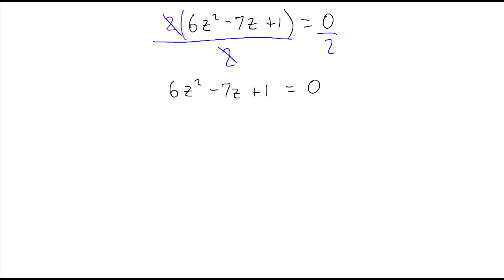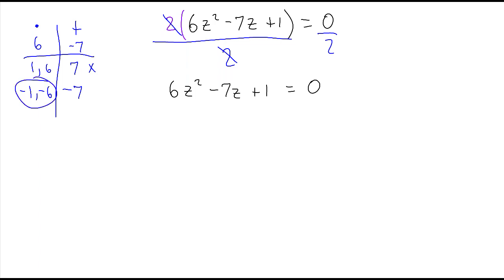Okay, so let's use the AC method. I need to multiply 6 and 1 together to get 6. So I need two numbers that multiply together to be 6. But when I add those numbers together, they add up to negative 7. Okay, well, 1 times 6 is 6. 1 plus 6 is 7. I need it to be a negative 7, right? I need to flip the sign. So I will change my signs, and now all of a sudden it works out. Negative 1 times negative 6 is positive 6. But negative 1 plus negative 6 is negative 7. Okay, so negative 1 and negative 6 work for me.